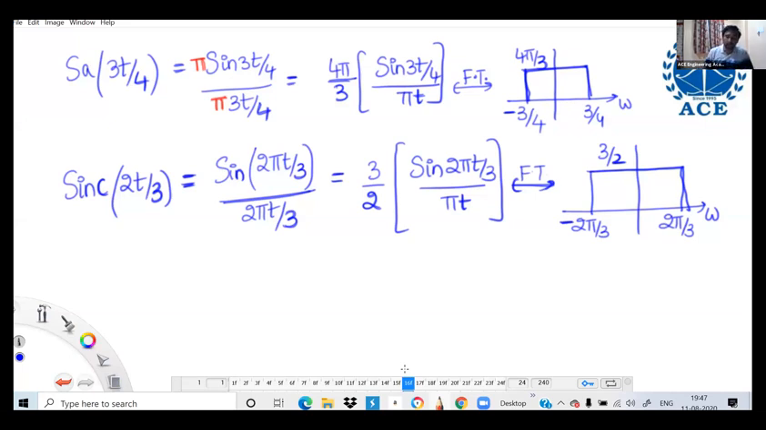Like that, for every Fourier transform pair, we can create the dual pair by making which changes? Omega becomes t, t becomes minus omega, and the right side gets a 2 pi multiplier.